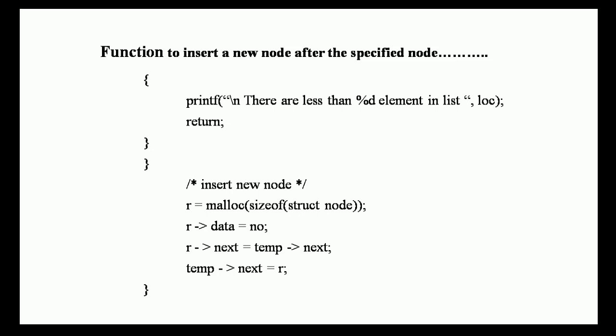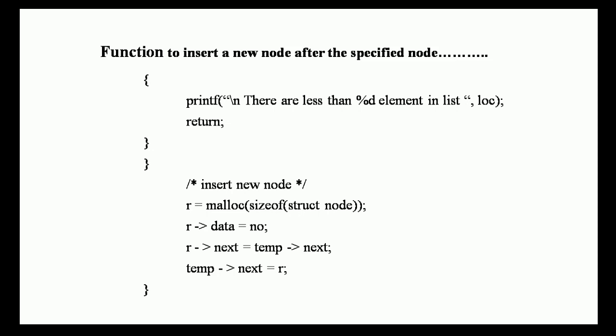Here the comment says insert a new node. How do we insert the element? r is equal to malloc sizeof struct node, which checks whether memory of that size is available or not. r implies data equal to number. r implies next is equal to temp implies next. Temp implies next is equal to r, ended with semicolon, and that curly brace is closed.